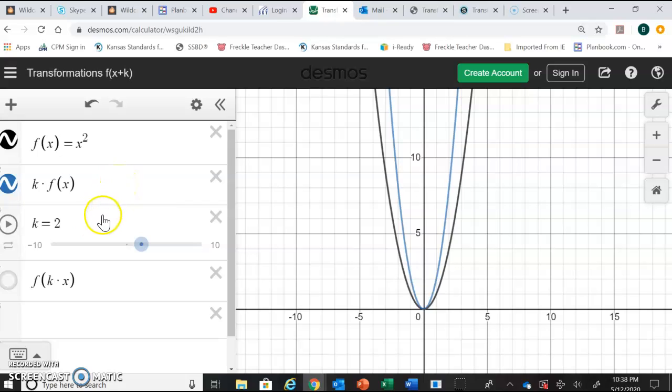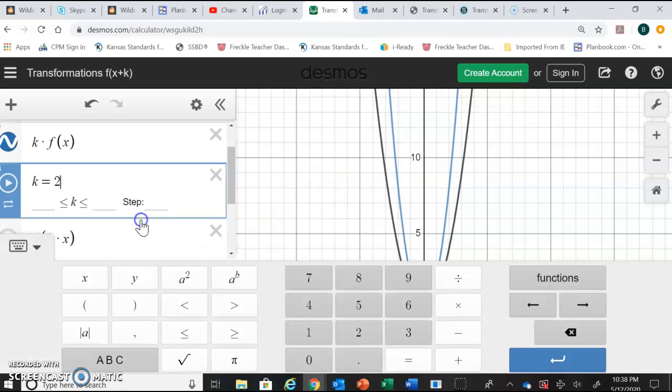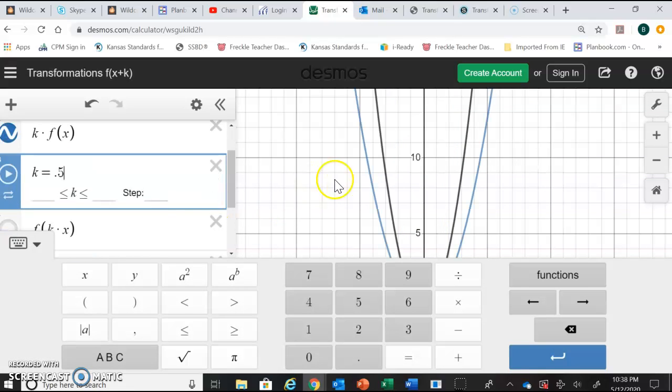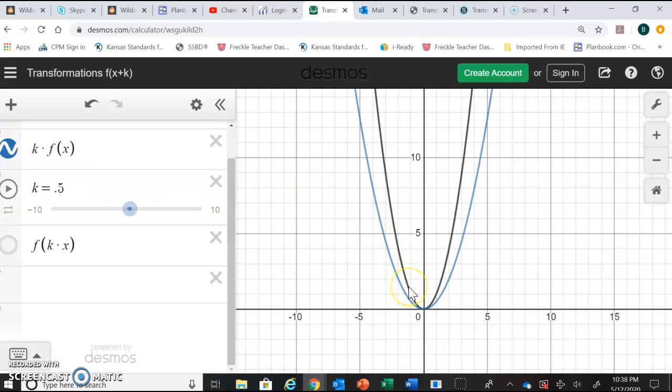So we talked about this and we said that if k is greater than 1, and in this example it's 2, you can see that the blue graph goes vertically more quickly than the original graph in black. So when it's moving vertically more quickly, that's called a vertical stretch. Okay, and then if k was between 0 and 1, it went up more slowly, it widened out, and that was a vertical shrink.